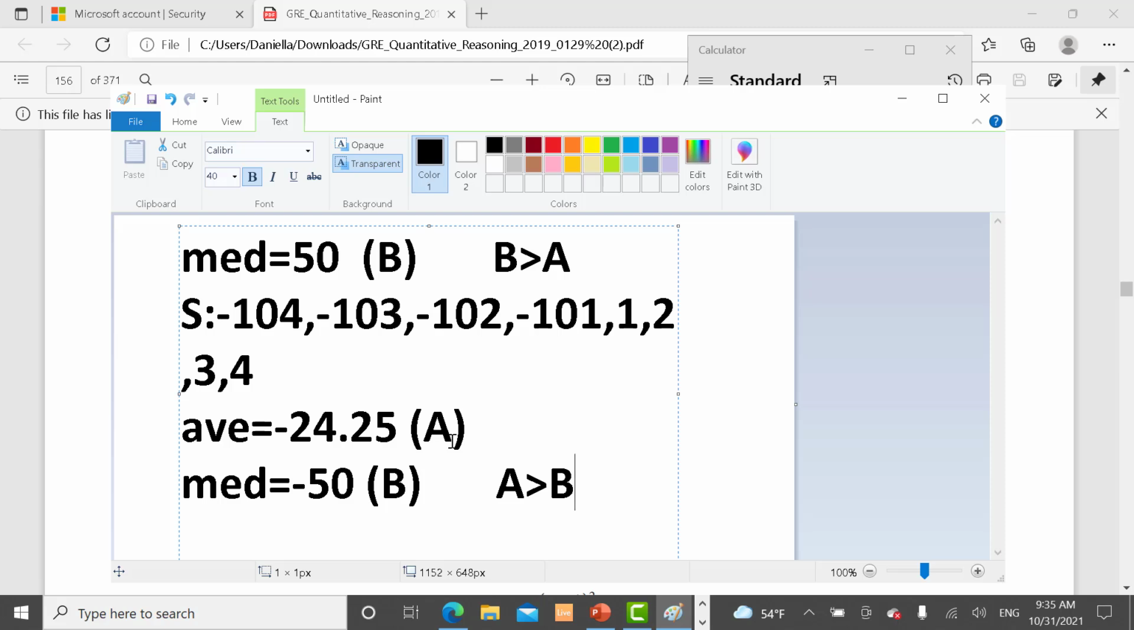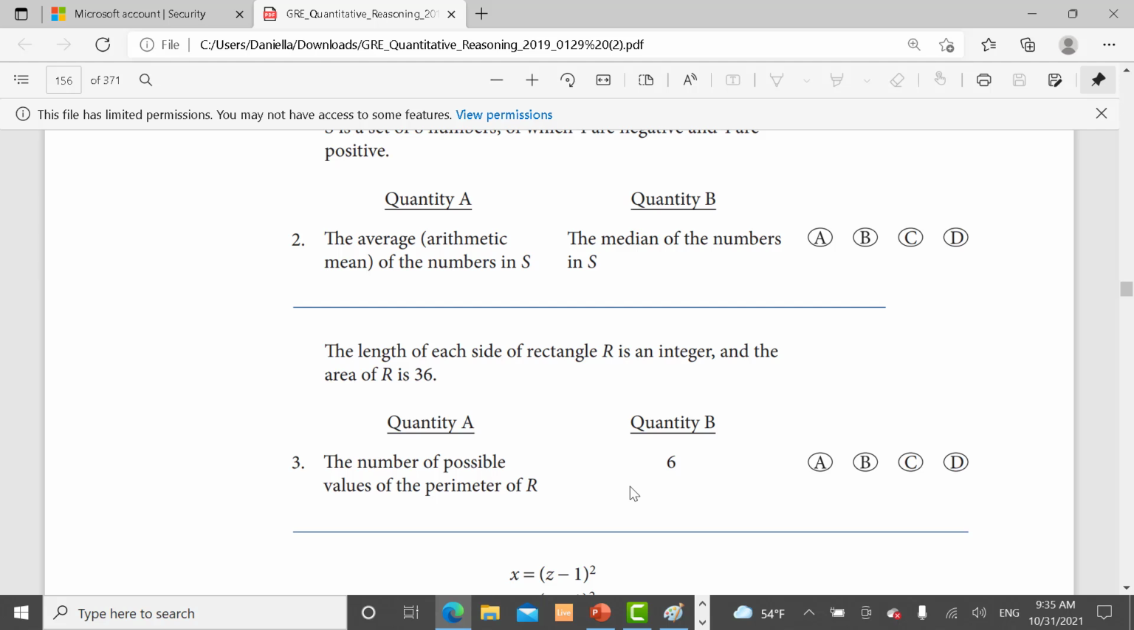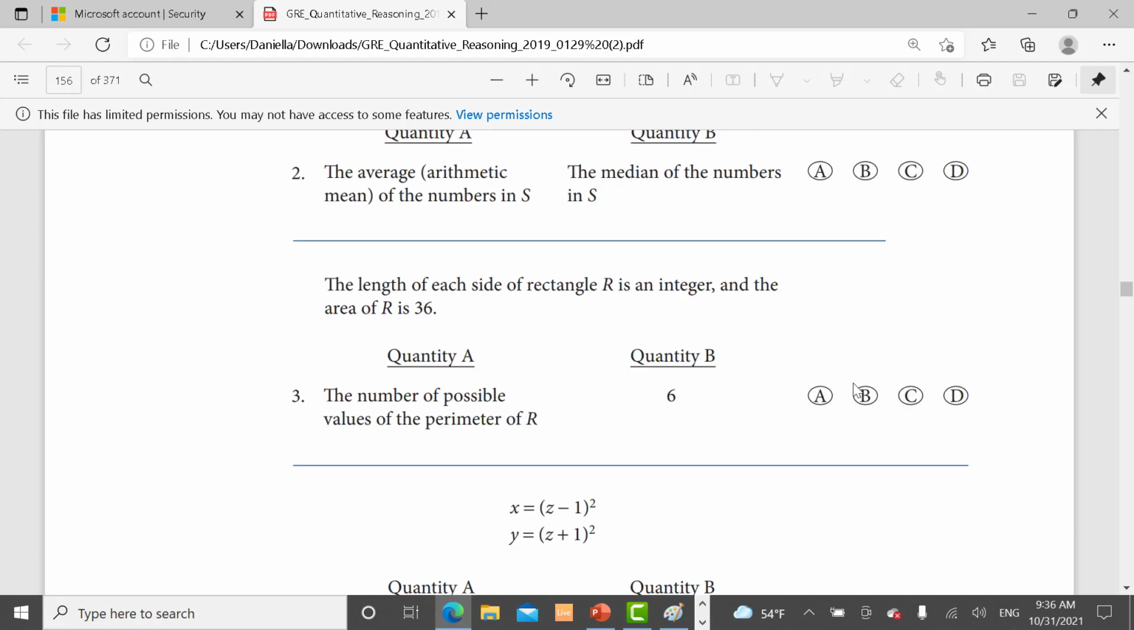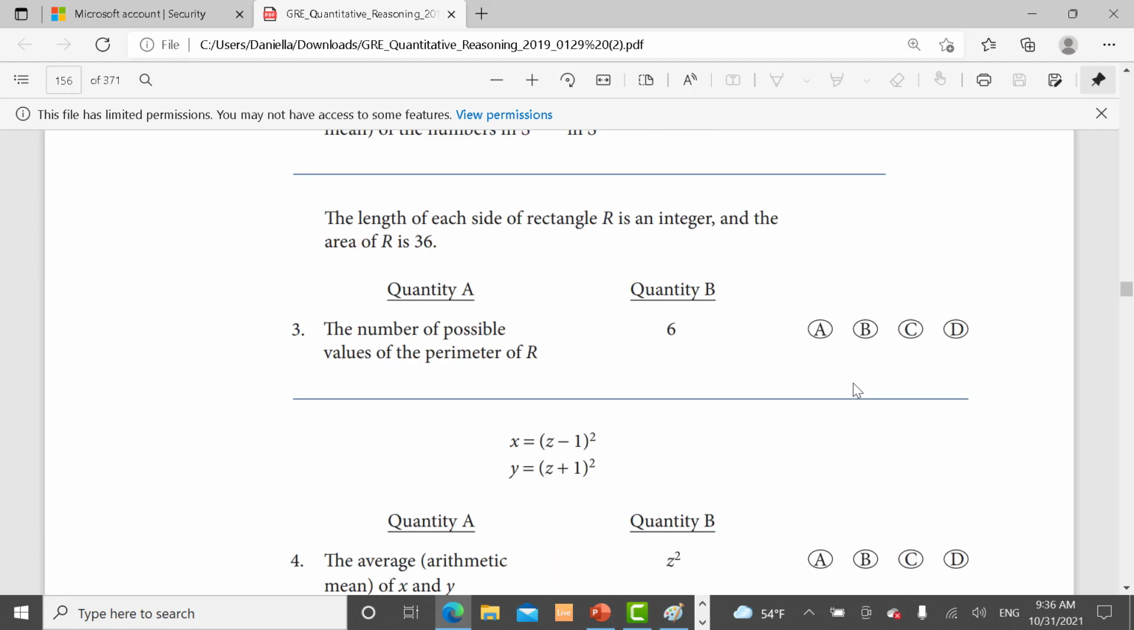So from these two examples, you see that it's not always true that the average of this set is greater than the median, and it's not always true that the median of this set is greater than the average. So to answer question number 2, the answer should be D. The relationship between quantity A and quantity B cannot be determined. And now let's go to problem number 3.